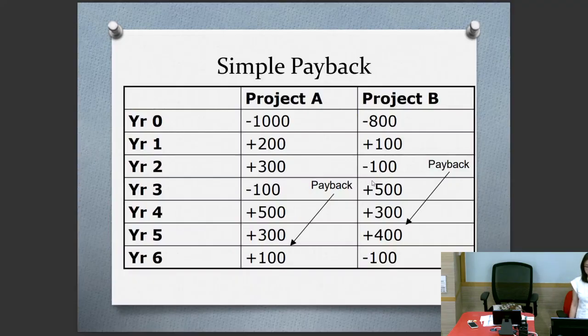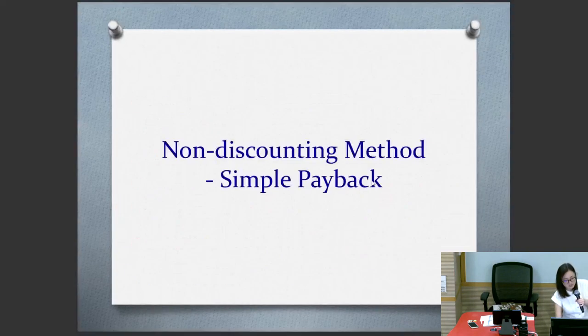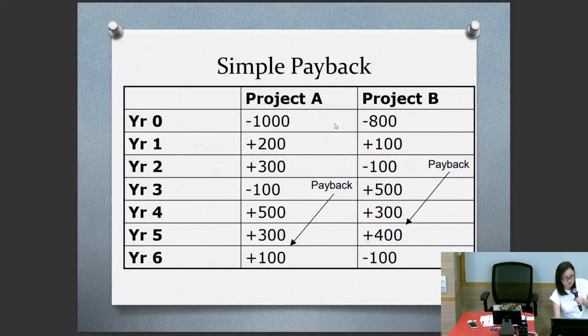For the simple payback period, apart from using this equation, it could be something like this. The annual saving may vary with time. Let's say for project A, you have to pay $1,000 for initial investment. Then in year 1, you can save $200, and year 2, save $300. Then year 3, you have to pay $100, maybe for maintenance or some renovation. Then year 4, save $500. Save $300, save $100.